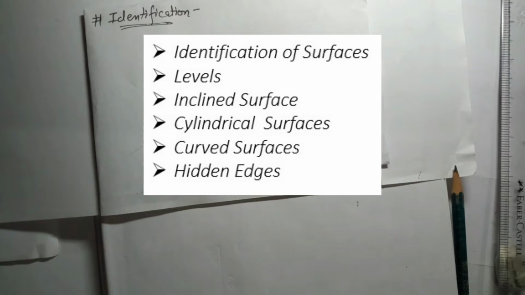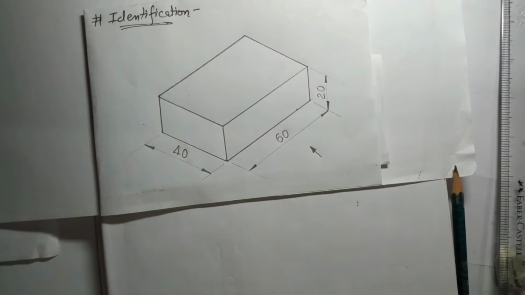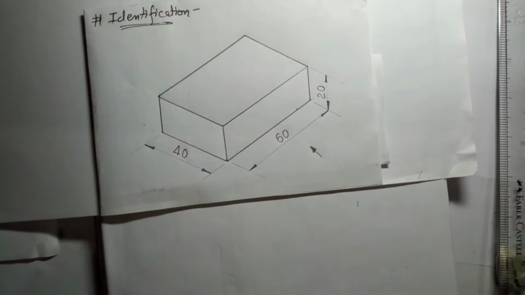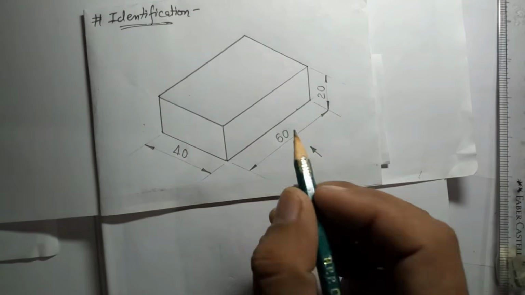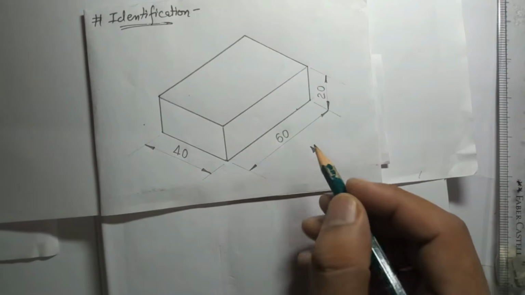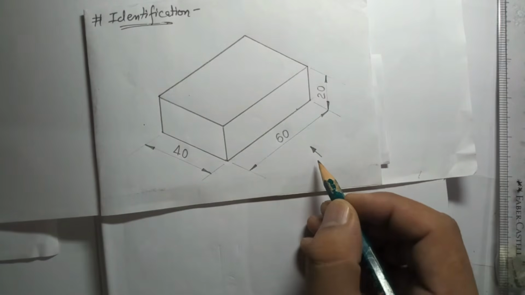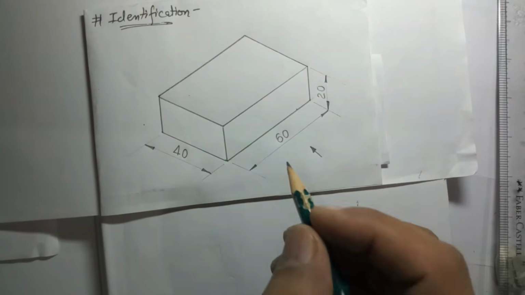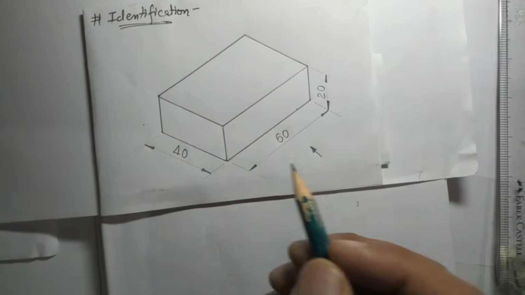So the first step is identification. I'm showing you one problem, the identification challenge. Now what is the meaning of identification? An object will be given in the question and one arrow will be given. The statement of the question will be: draw the orthographic projection of the given object.